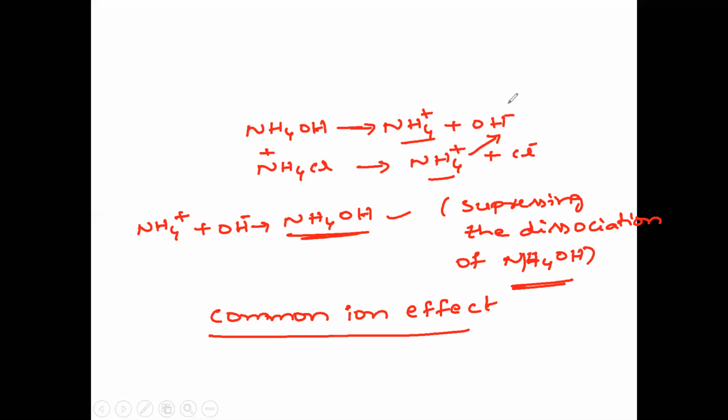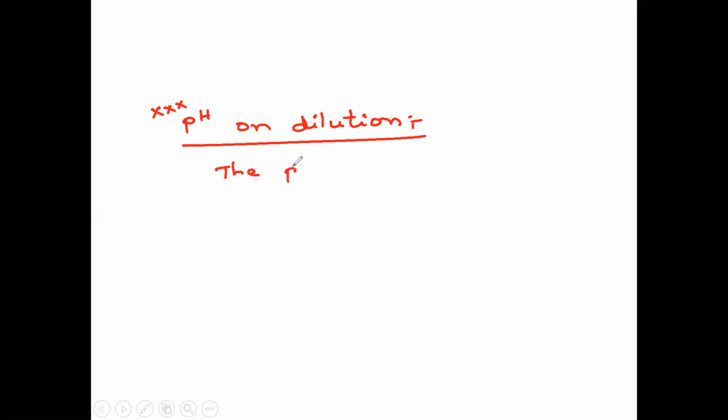Next, we have an important concept, pH on dilution. Very, very important. Some concepts are missed in this, so that's why I'm writing here. So please note it down. So pH on dilution. What happens to the pH of a substance on dilution? For example, let us see now. The pH of HCl, a monobasic acid, let us say it is equal to 3.